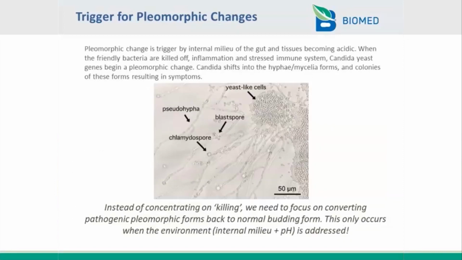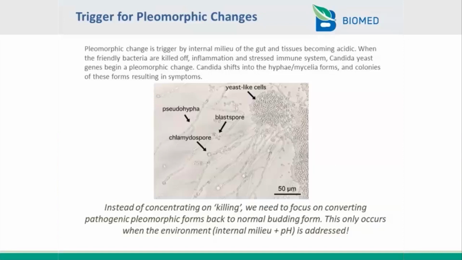So the trigger for pleomorphic changes, we've mentioned them already a little bit, but you get these changes in the internal milieu, which is the environment of the gut and the tissues. They tend to become acidic. Friendly bacteria are killed off. Inflammation starts. The immune system becomes stressed. And all the watchmen that keep Candida in its budding form start to get stressed in the way that they can't keep tabs on Candida. So the Candida yeast genes, so it is genetic things, start to begin this pleomorphic change. And it starts to shift out of that yeast-like form into the pseudohyphae and the hyphae and mycelial forms.